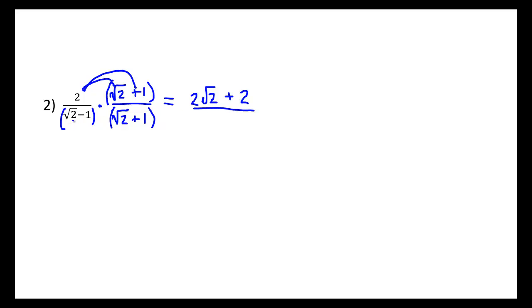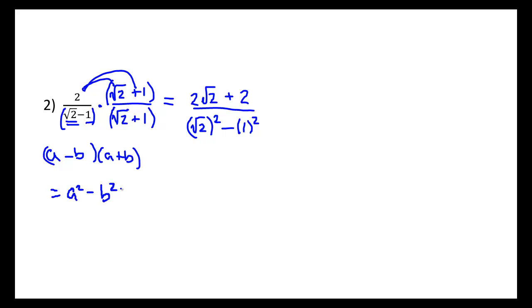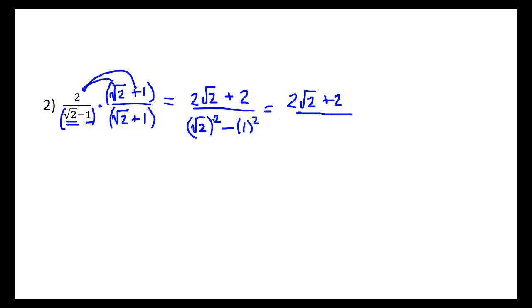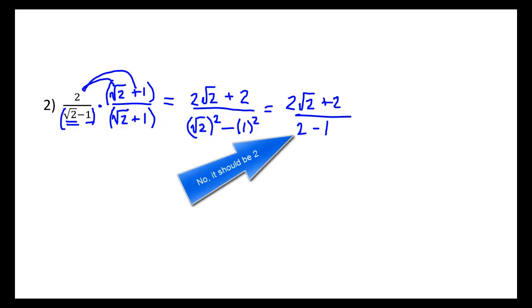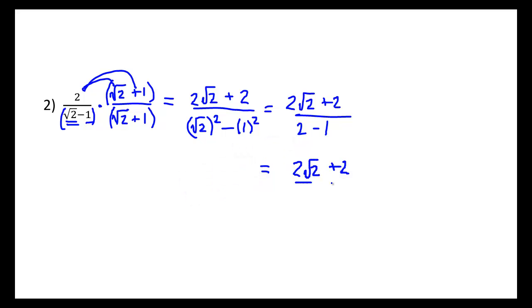Now down below, I'm going to use the shortcut I mentioned previously, where we take the first term, in this case square root of 2, and square it, and then we subtract the last term, which in this case is 1, and square it. This is using the difference of two squares formula, which says that a minus b times a plus b is equal to a squared minus b squared. Now let's take this a step further, making it 2 square root of 2 plus 2 all over. The square root of 2 squared would be 2, and 1 squared is 1. And so the last step would be to write this as 2 square root of 2 plus 2 all over 1.